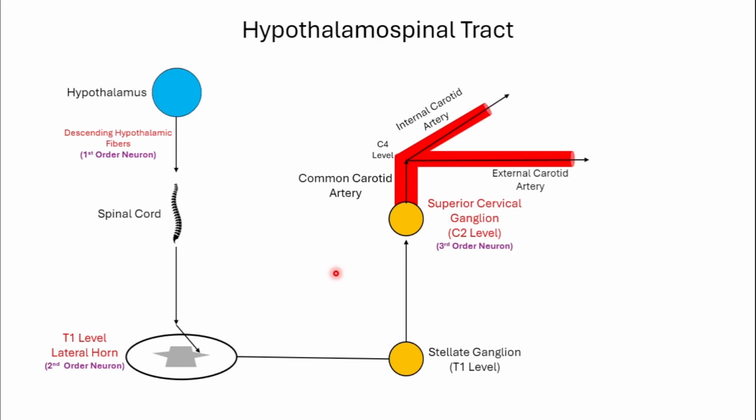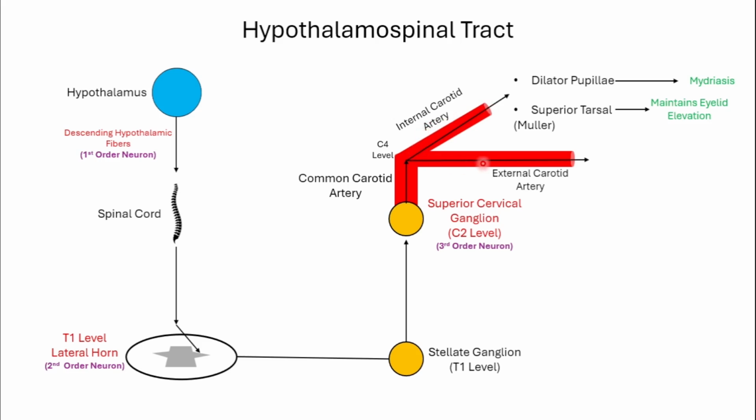The part of the tract that courses along the internal carotid artery ends up innervating two muscles in and around the eyes: the dilator pupillae muscle and the superior tarsal muscle, or the Müller muscle. The dilator pupillae muscle, from its name, dilates the pupil, causing what we call mydriasis, and the superior tarsal or Müller muscle helps maintain eyelid elevation. So that's the part of the tract that is parallel to the internal carotid artery.